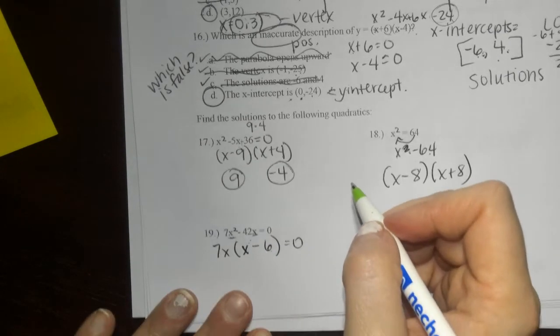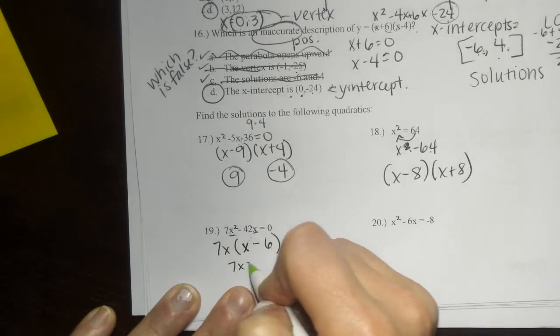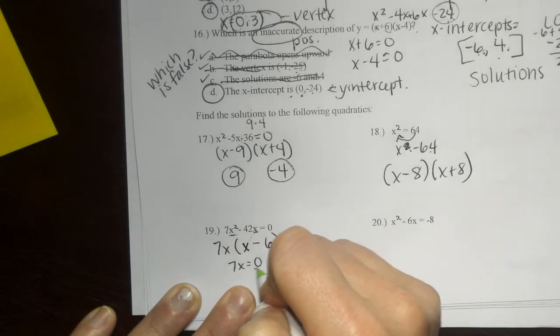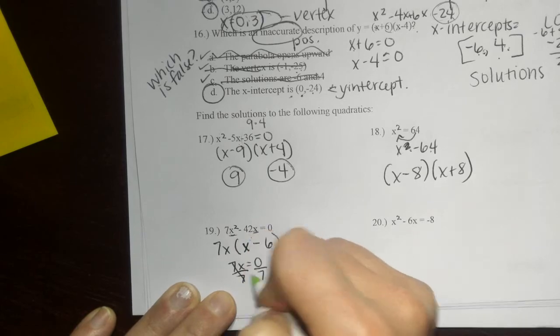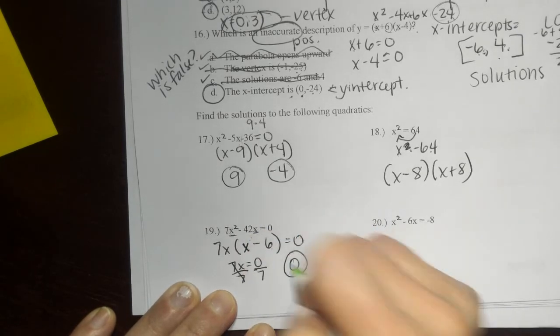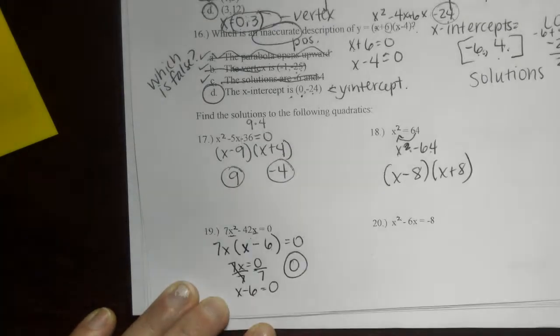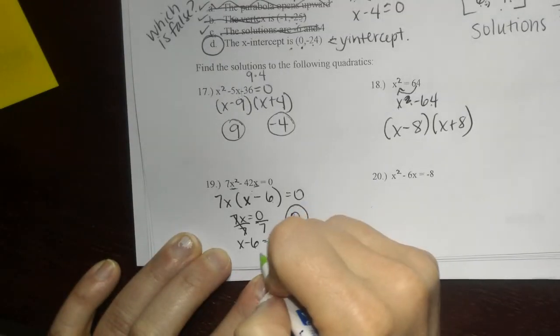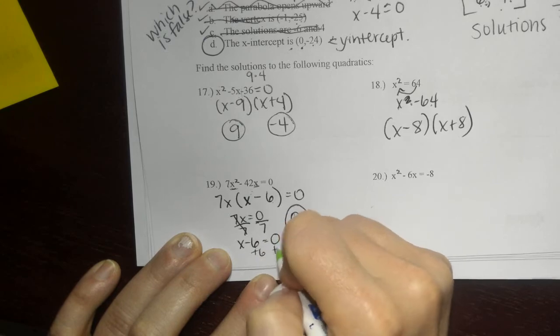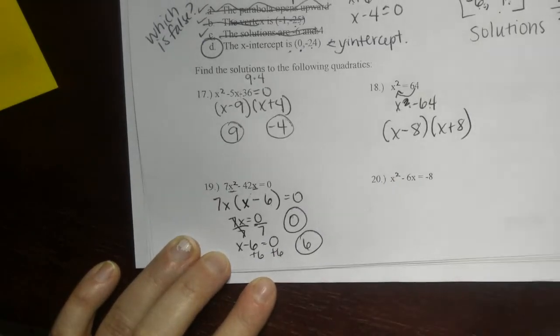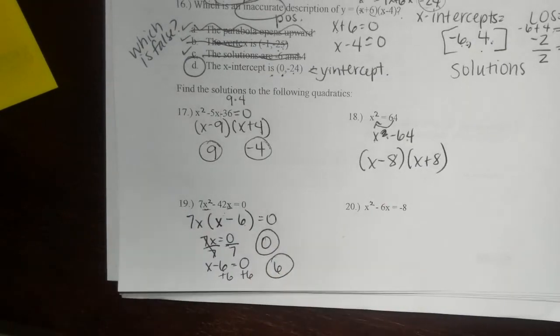So now we can set both of those equal to 0. 7x equals 0, and we divide by 7, and you get x equals 0. That's 1, and then x minus 6 equals 0. And you get plus 6, so 6 and 0. Those are your two solutions there.